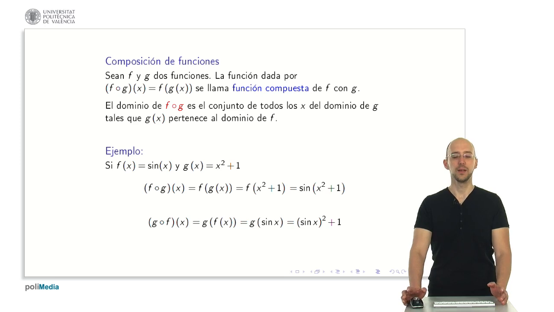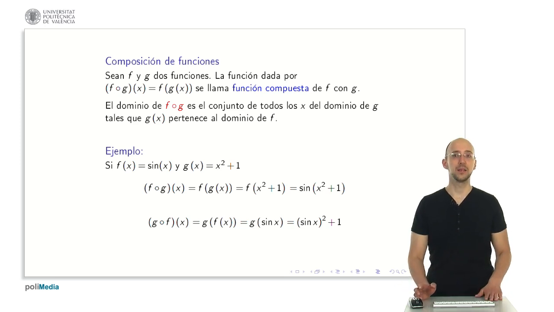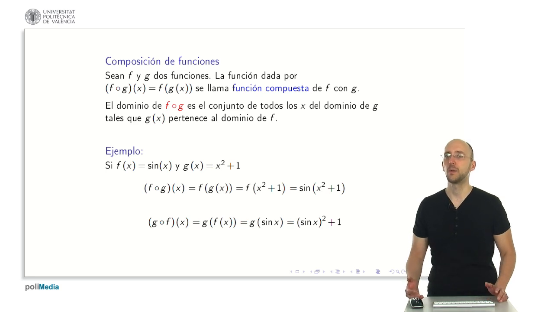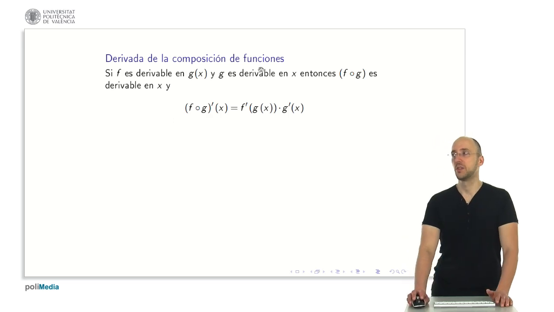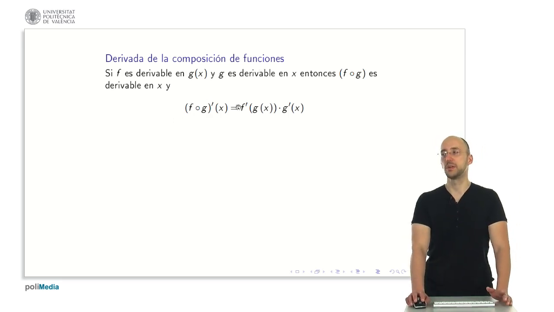I also remind you that the derivative of sine is cosine, and the derivative of cosine is negative sine. What is the derivative of the sine of x squared plus 1? We'll try to clarify this with the property of the derivative of the composition of functions. Suppose that we have two functions that can be composed. We calculate the composition of f with g, and we want to differentiate it.